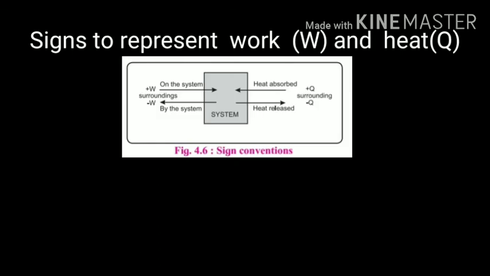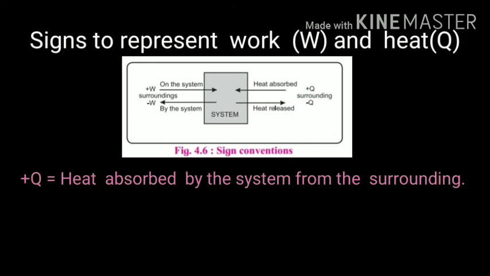Let us now study the sign conventions used to represent work and heat. If you observe the diagram here, the grey box represents the system, whereas everything apart from the system forms the surrounding. Always keep in mind, the energy that enters into the system from the surrounding has positive values, and the energy that leaves the system and enters into the surrounding has negative values.